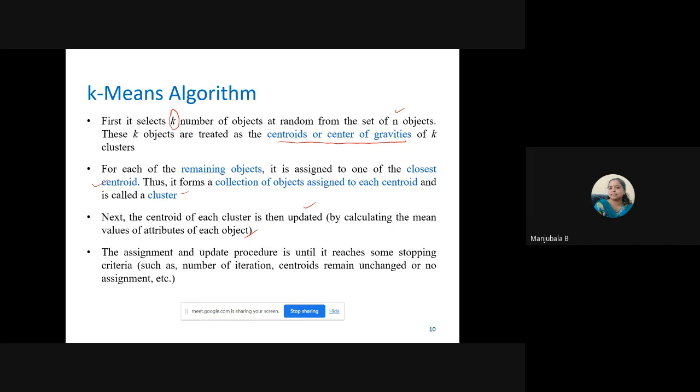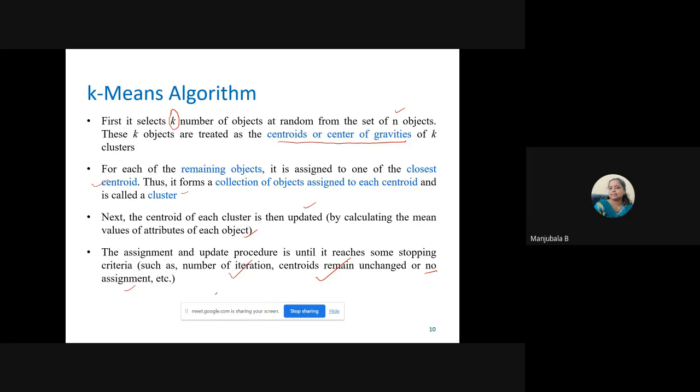So what are the termination criteria here? You are doing it for a certain number of iterations, or your centroids remain unchanged, there is no change in the centroids of the clusters, or you are not able to assign new objects to the clusters. Under this scenario, you can stop the process. Otherwise, you have to carry out the assignment and update procedure until one of the criteria is satisfied.